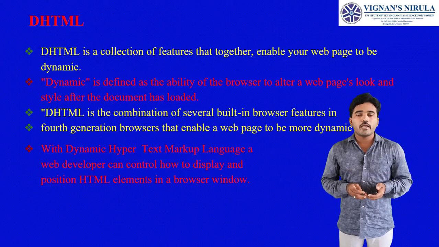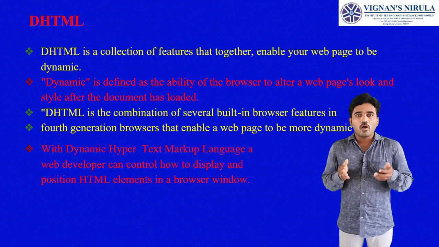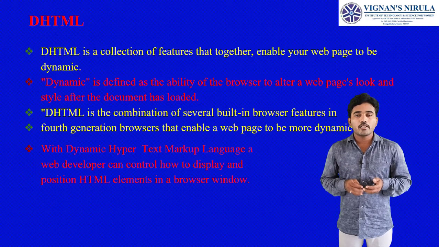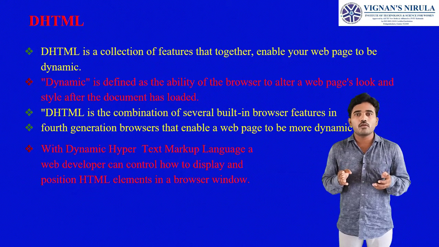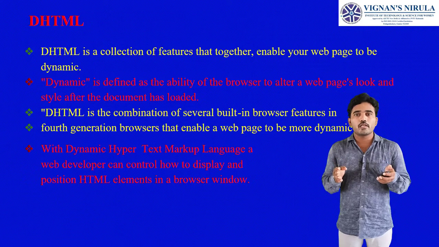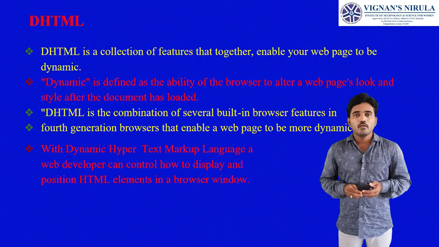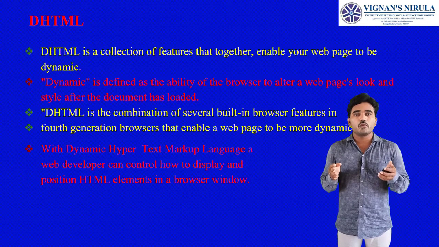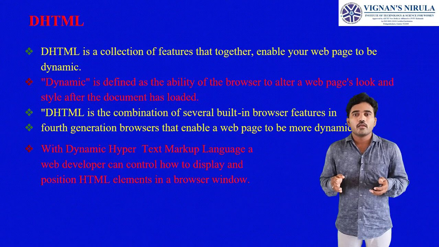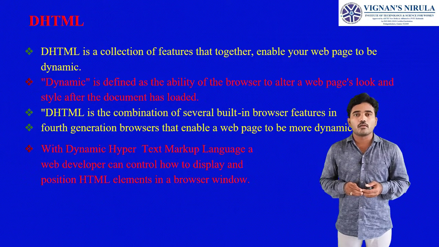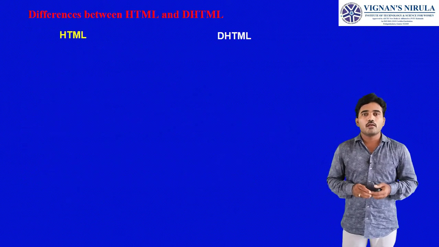Dynamic is defined as the ability of a browser to alter the web page look and style after the document has loaded. As you know, DHTML is a combination of several built-in browser features in 4th generation browsers that enables a web page to be more dynamic. So with DHTML, a web developer can control how to display and position the HTML elements in a browser window.